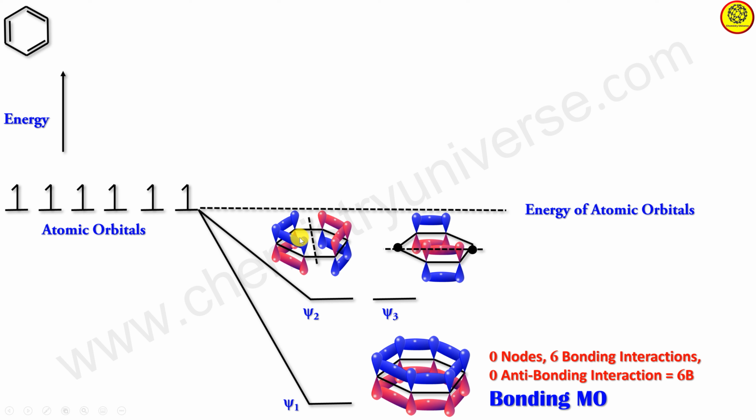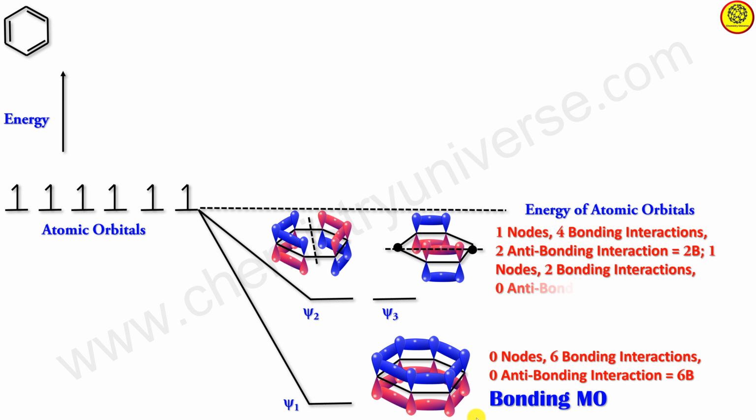So bondings are 2 plus 2, 4. Antibondings are 2, that makes it net 2 bonding. Here bondings are 2, but antibonding is 0, though node is 1. So this is where the nodes and antibonding interactions differ. In the previous case, 1 node, 4 bonding, 2 antibonding, that makes it 2 bonding. In the second one, there is 1 node, 2 bonding, and 0 antibonding, that makes it net again 2 bonding, which is why they are degenerate. The total net bonding interactions are equal.